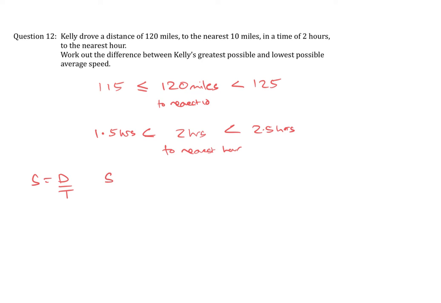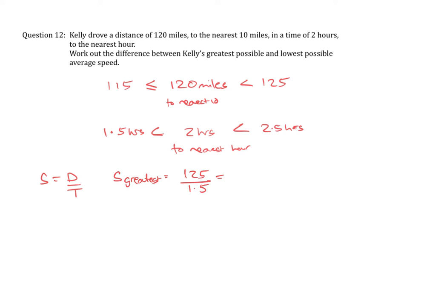So, speed greatest would be the biggest distance, 125, divided by the shortest time, 1.5. Putting that into a calculator, I'm going to get 83.3 recurring, and that is miles per hour.